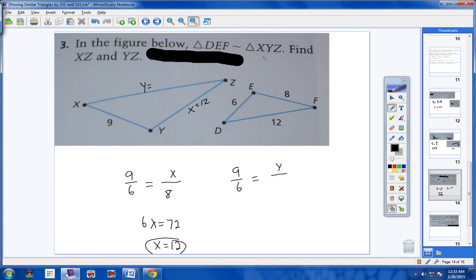Now here's XC right here, so XC corresponds with DF. So DF would be 12. Right here, 12. So 6Y equals 108. Divide both sides by 6, and you would get 18. Y equals 18. So there's the two lengths. This side here would equal 18. Okay, 12 and 18.